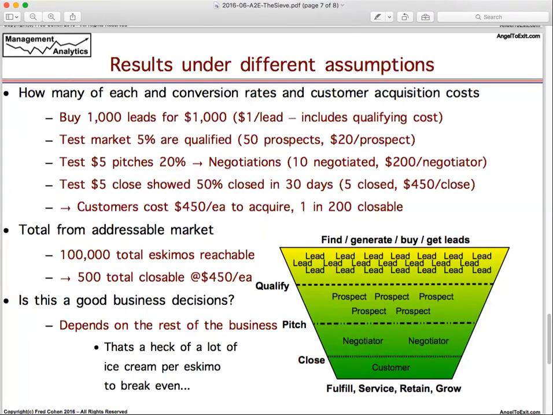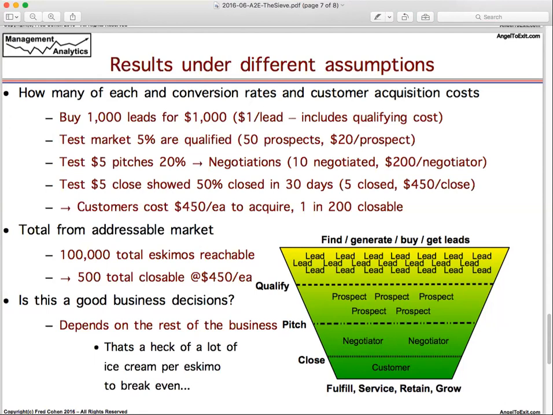Finally, we're certainly going to want to know the results under different assumptions. So, for example, this is the process associated with its cost. So you might buy 1,000 leads for $1,000. It's $1 a lead, and suppose that includes the qualifying cost. So you send them out some sort of a mailer, and they respond to you. And if they don't respond, you just say they're done. So the ones that responded, the test market that you did of 1,000 leads out of the 100,000 total in the addressable market, 5% responded and said, yeah, sure, I like ice cream and I'm interested. So that's 50 prospects. They cost you $20 per prospect.